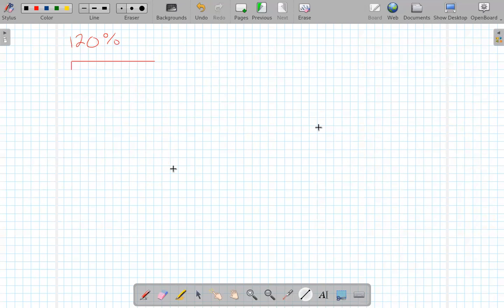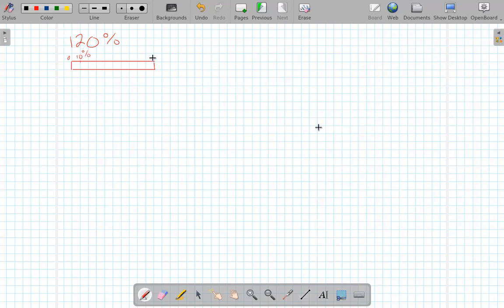I think that's about right there. Let's double check. 1, 2, 3, 4, 5, 6, 7, 8, 9, 10. So that would be 100% right there. And I designed this so that each of these squares here is 10%. So that would be 10% right there.